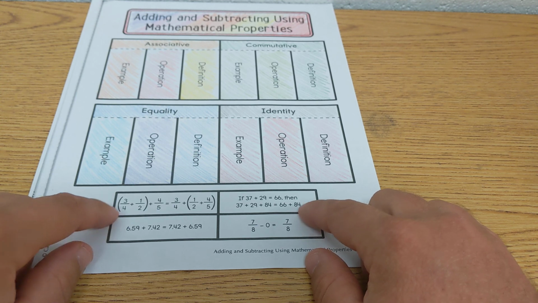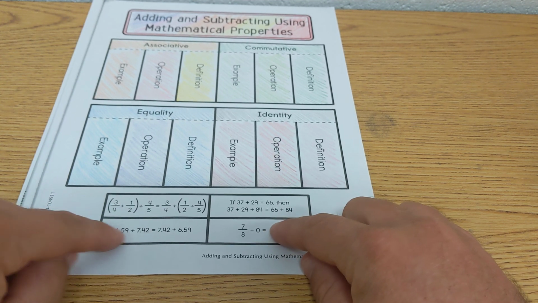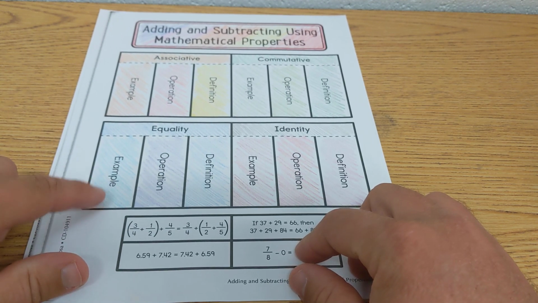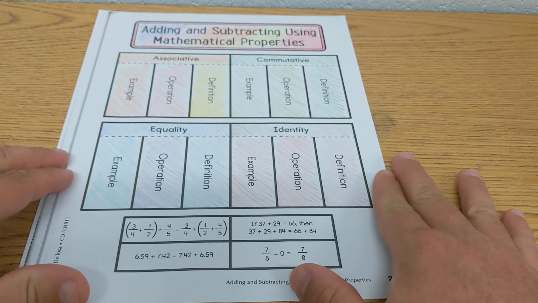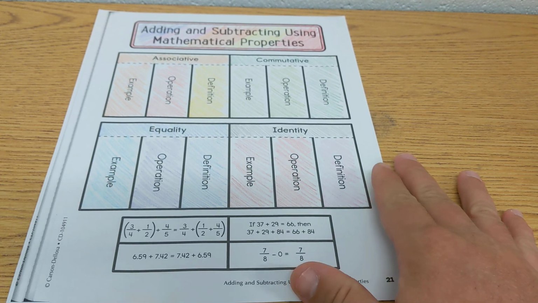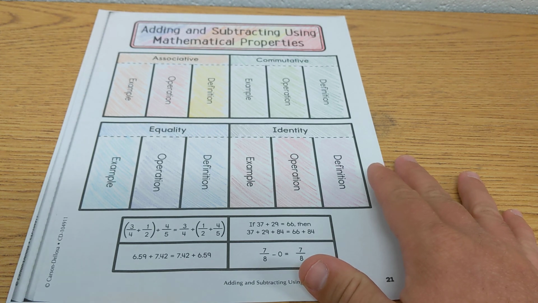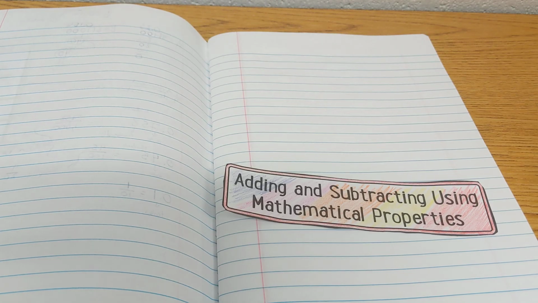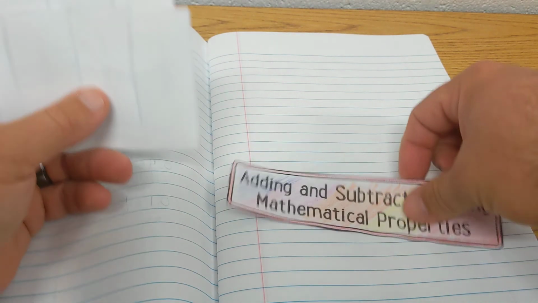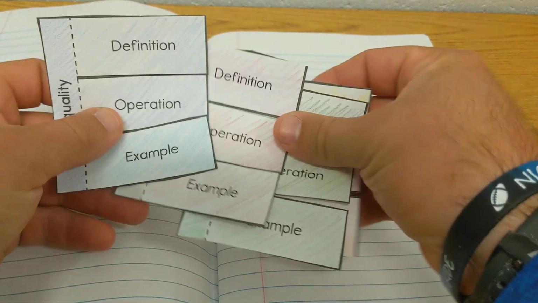Okay, so one of these examples will be placed under the example tab. Okay, all right, so I'm going to pause it. I'm going to cut this out, and we're going to start gluing it in. Okay, all right, I'm back. All right, so I got everything cut out here.